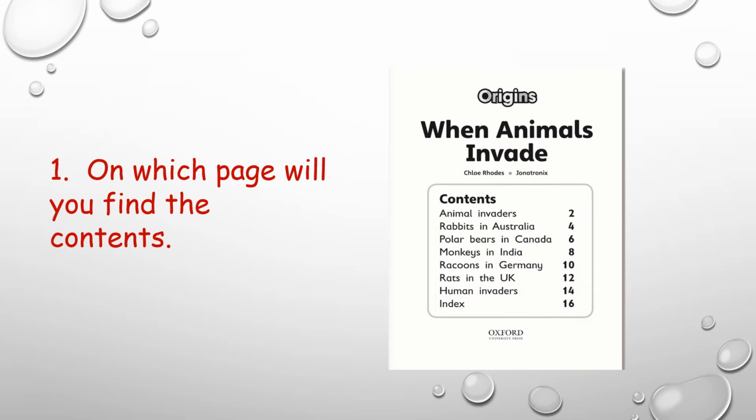Question number 1, on which page will you find the contents? And the contents was actually on one of the first pages, right at the very beginning of the book. And you can see there, When Animals Invade, and you can see it's got the contents there. So Animal Invaders on page 2. If you wanted to look at the rats in the UK, you would turn to page 12. Monkeys in India on page 8, and so on. So that was where the contents page was located. Did you get that one correct?